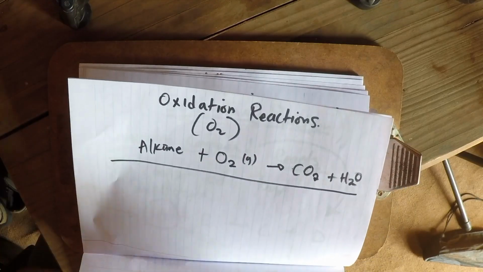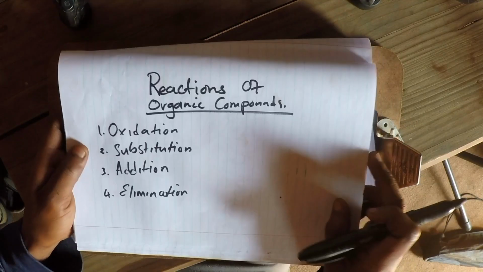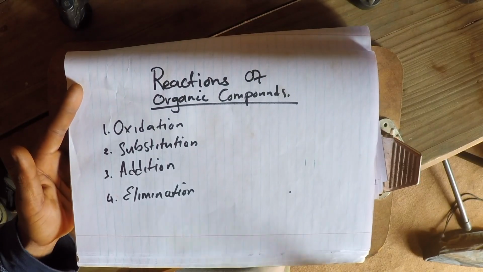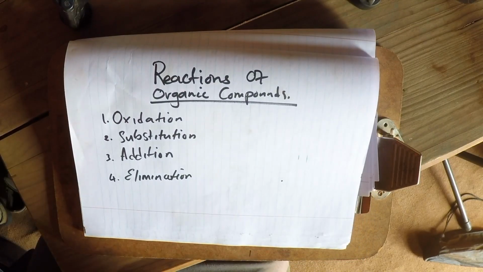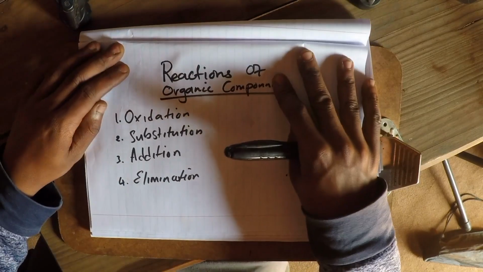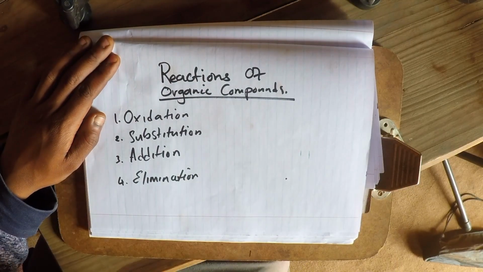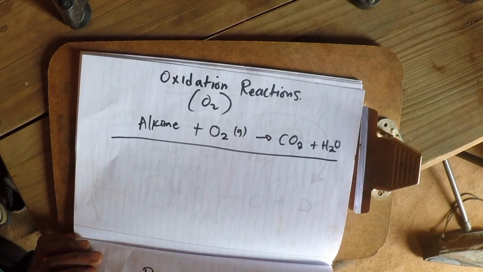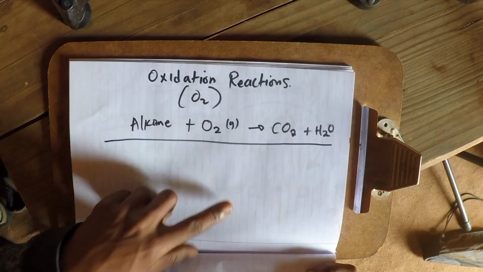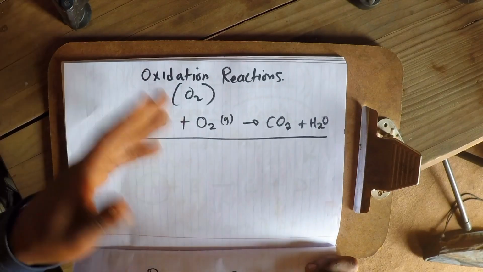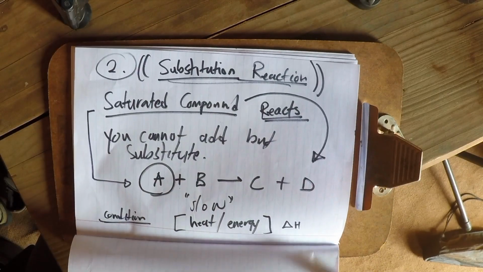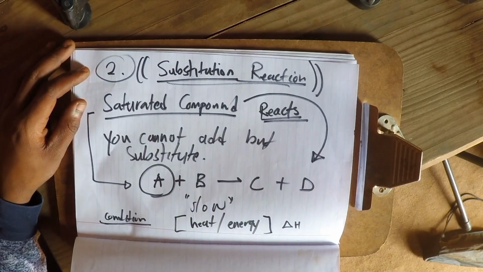let me just do a small recap with you. We spoke about reactions of organic compounds. I mentioned oxidation, substitution, addition, elimination. These are the reactions that we have when we deal with organic compounds. And then I gave you an example of an oxidation reaction, that it is a reaction that involves the addition of an oxygen, which is unique. And therefore, we spoke about the second one, which is substitution reactions.